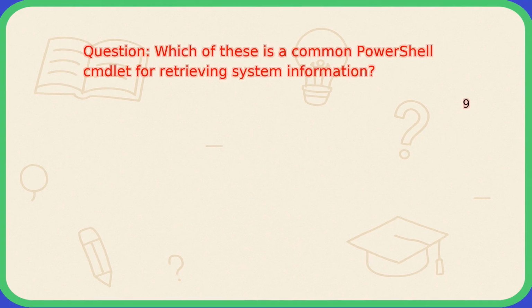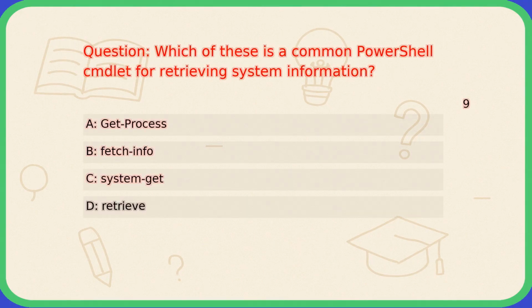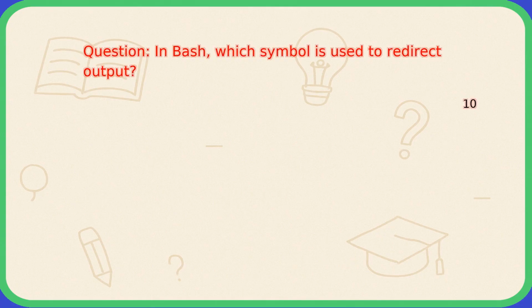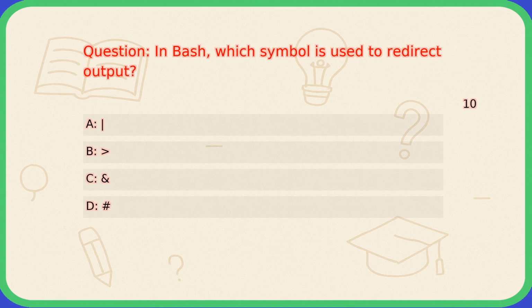Question: which of these is a common PowerShell cmdlet for retrieving system information? Answer A. getProcess. Question: in Bash, which symbol is used to redirect output? Answer B.